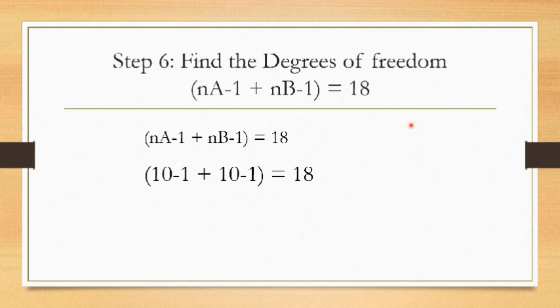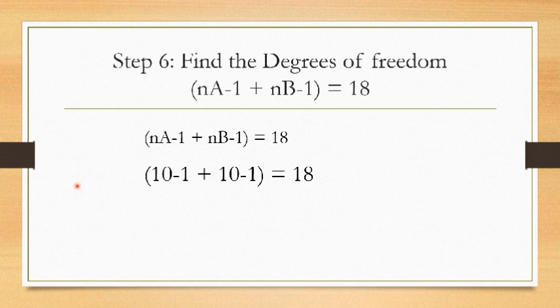So we have NA minus 1 plus NB minus 1. Yung NA po na yan is our number of items in data set A and yung NB naman is number of items in data set B. Ganyan po siya basahin. Number of data in A minus 1 plus number of data in data set B minus 1 is equals to 18.